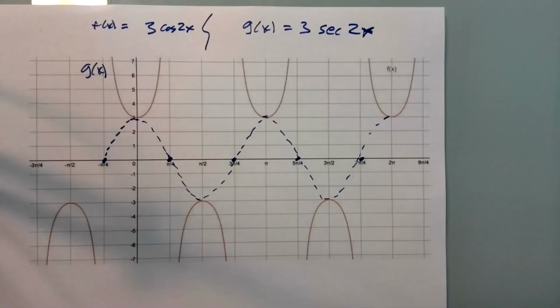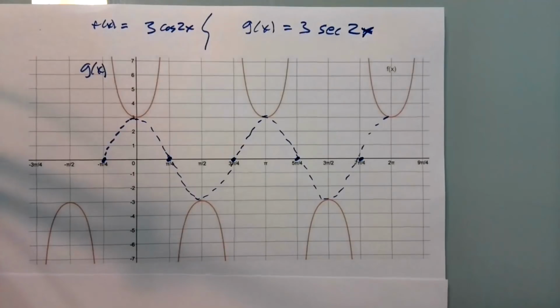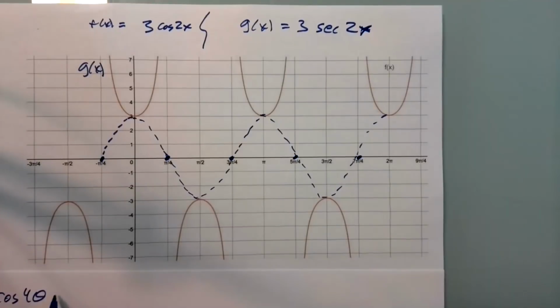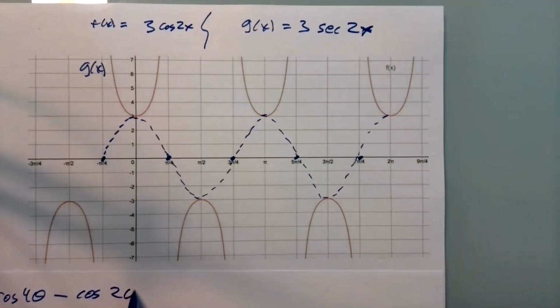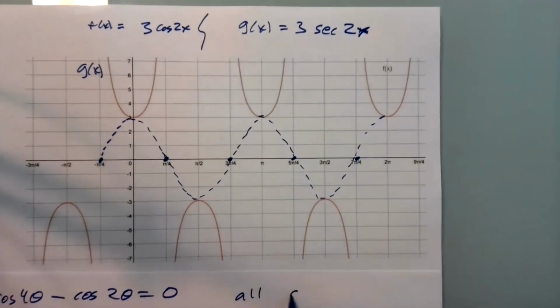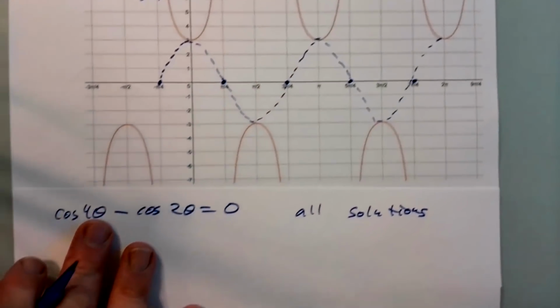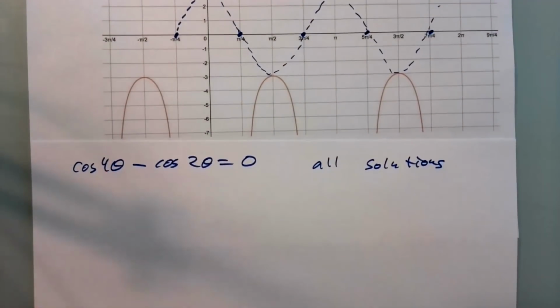All right. Let's go ahead and do a type of problem we've done several times. Solving a trig equation like cos 4 theta minus cos 2 theta is 0. And we're going to look for all solutions here. We want all solutions. To do that, we are going to need to have what? Make sure you can see it.